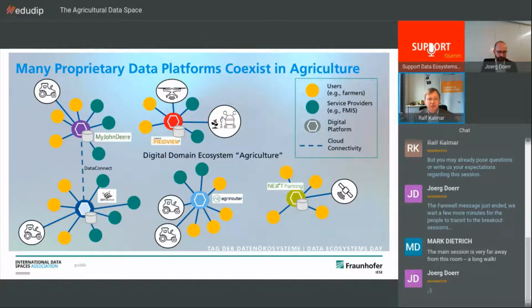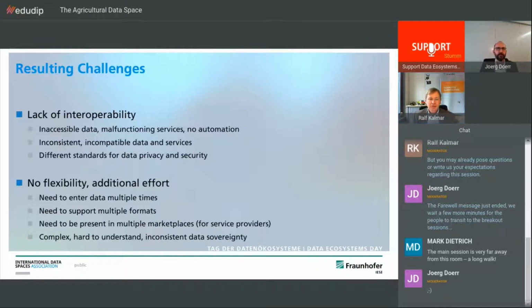There have been a few initiatives now started. So I put this dotted line, Data Connect, here to show that some platforms and organizations start to collaborate, but we are far away from the interoperability that we would need for digital transformation in agriculture. So one of the biggest challenges then is also the lack of interoperability in this domain.